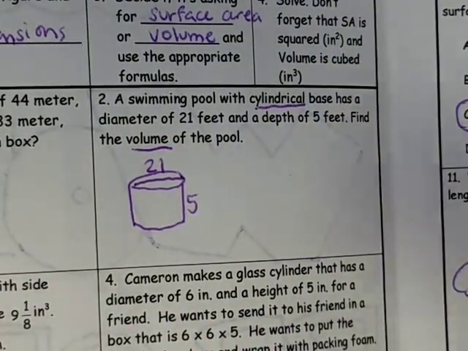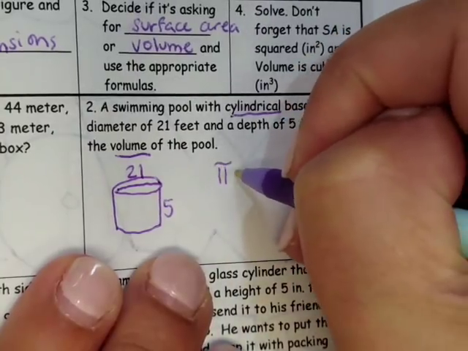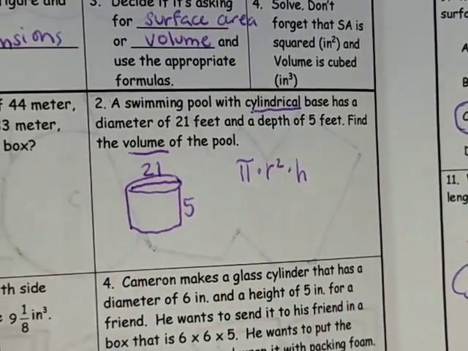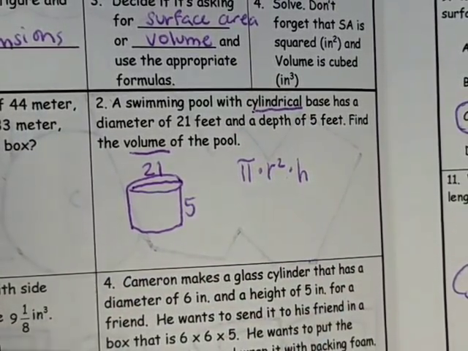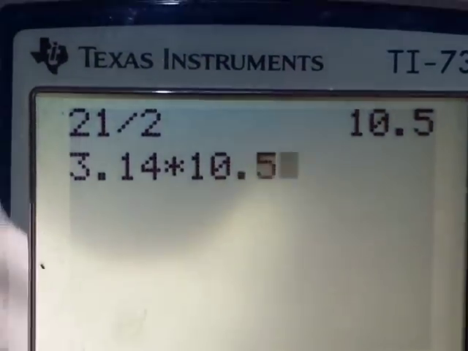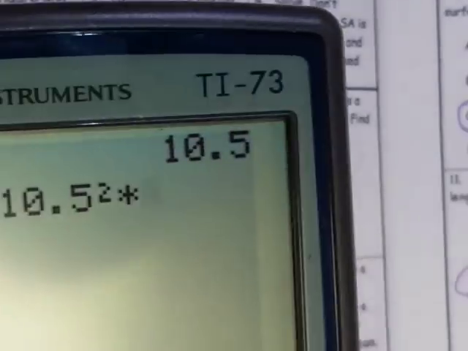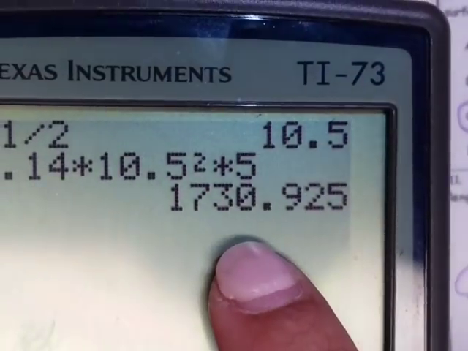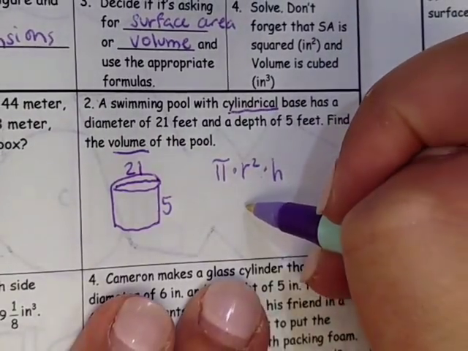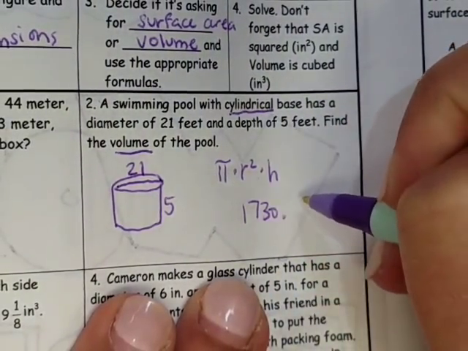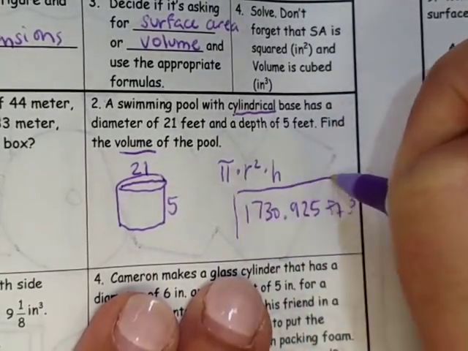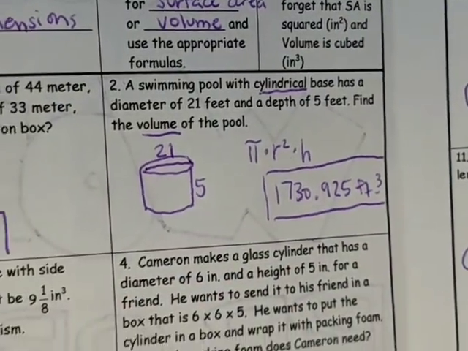So I know that for volume of a cylinder, it's the area of the base, so pi r squared, and then times the height of the cylinder. So I don't have my radius. I need to find it. Half of 21 is 10.5. So I'm going to use 10.5 as my radius, so 3.14 times 10.5 squared times my height of 5. And so my volume for this cylindrical pool is 1,730.925 feet cubed. If you want to round to the hundredths, you can. And there's your answer.